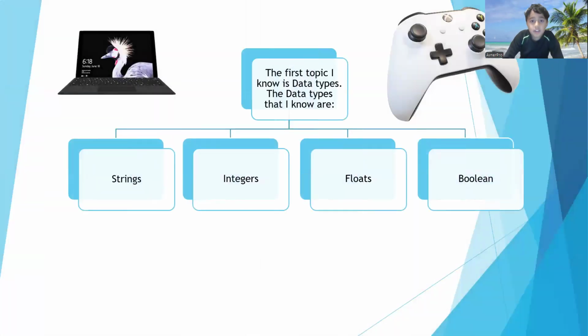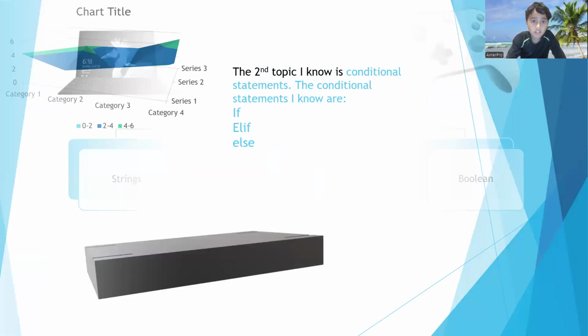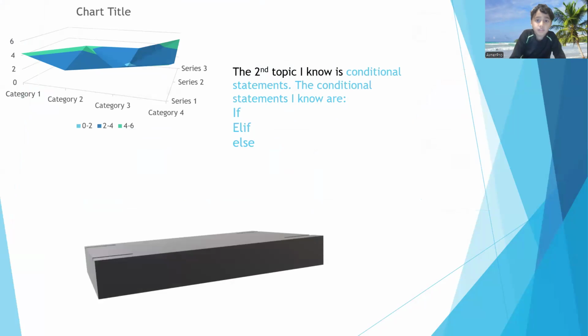The first topic I know is data types. The data types that I know are strings, integers, floats, and booleans. I think you already know what that means. The second topic I know is conditional statements. The conditional statements I know are if, elif, and else. You know that too.